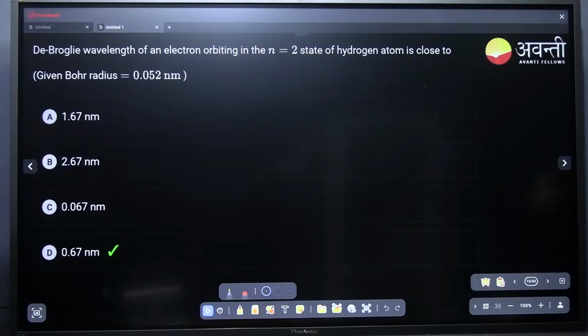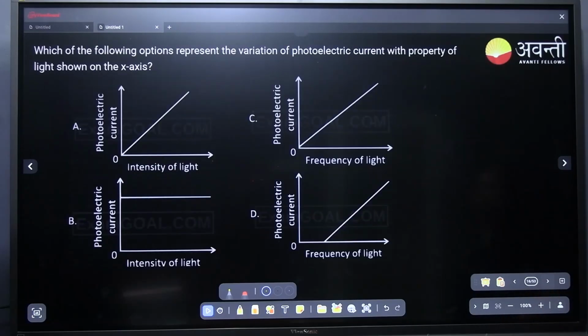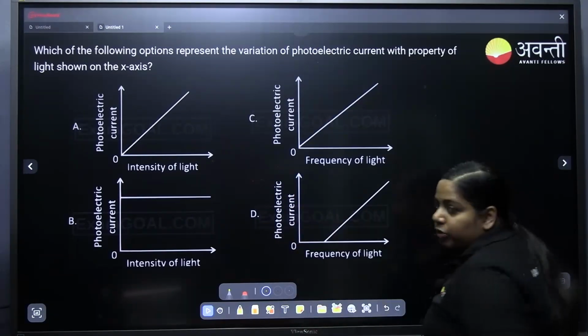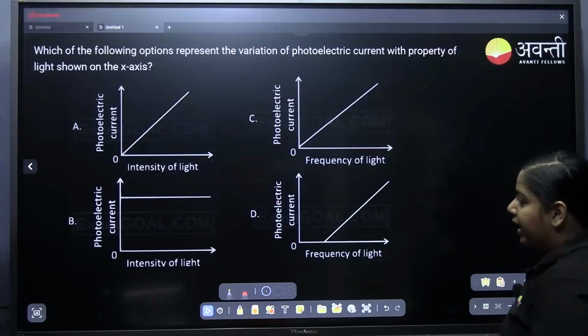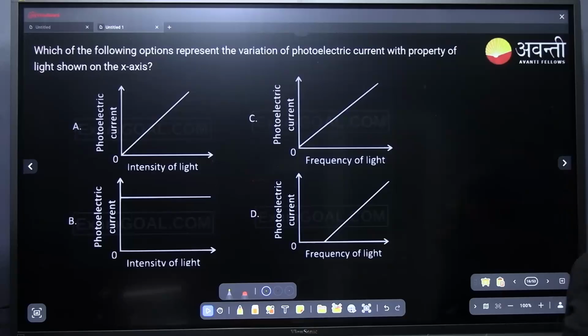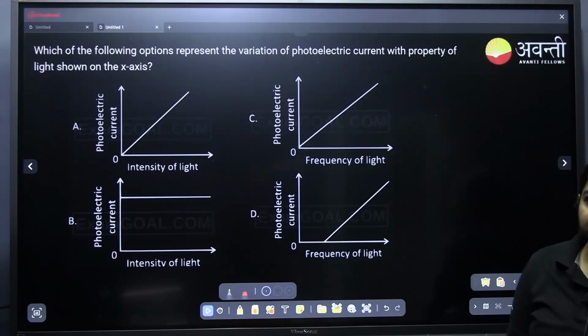Next is: which of the following options represent variation of photoelectric current with property of light shown on the x-axis? On the y-axis there is photoelectric current I, and on the x-axis there is intensity and frequency. Which of these will be correct?